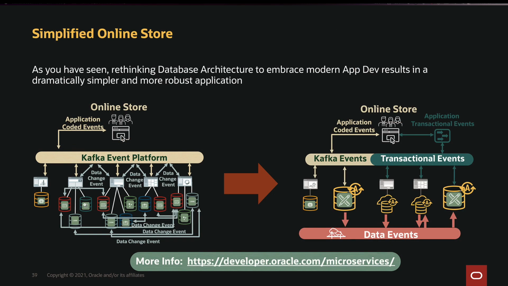As you have seen, rethinking database architecture to embrace modern application development methodologies can result in a dramatically simpler and more robust application. Our diagram shows the starting point of our simplification process, where Leo had so eloquently laid out a very common microservices architecture. On the right, we took the microservices application and were able to simplify it by leveraging the Oracle database features and the Oracle Cloud Database services.